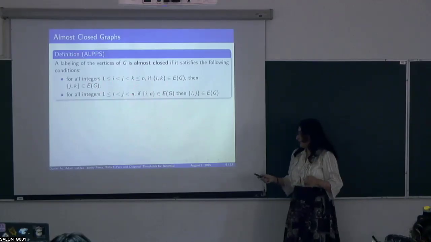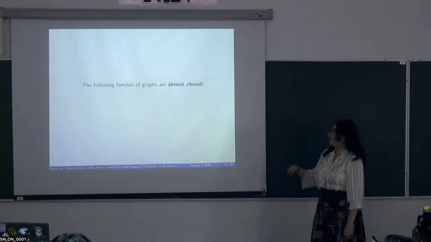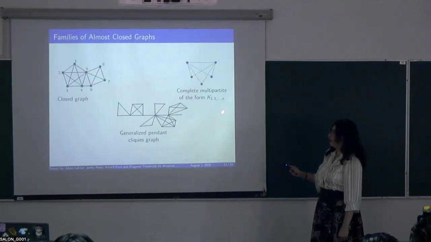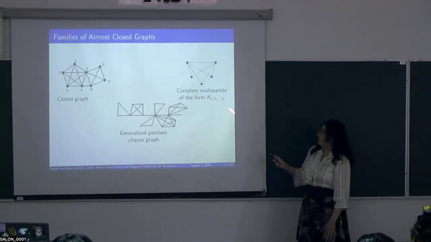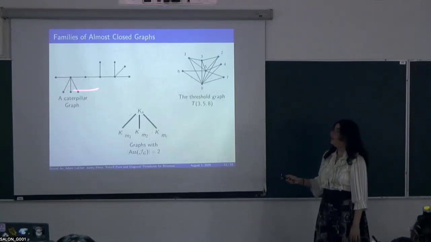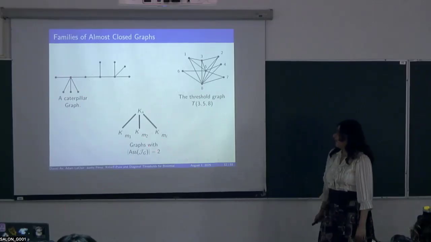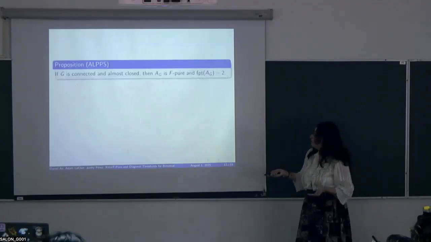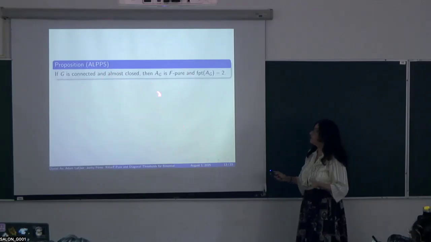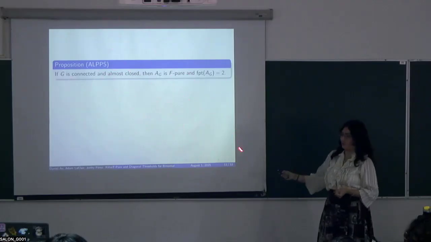So this is a bigger family than the closed graphs, and we have several examples of families that are almost closed: the closed graphs, complete multipartite graphs of this form, generalized pendant clique graphs, and also caterpillar graphs, threshold graphs, and graphs with two associated terms. Then one of our main results is that if the graph is connected and almost closed, then the ring is going to be F-pure, and the F-pure threshold is exactly equal to 2.